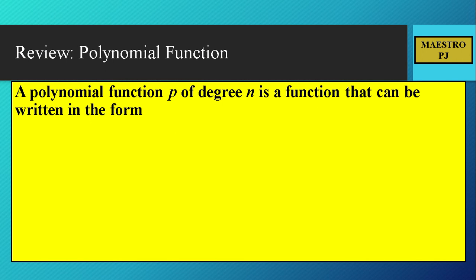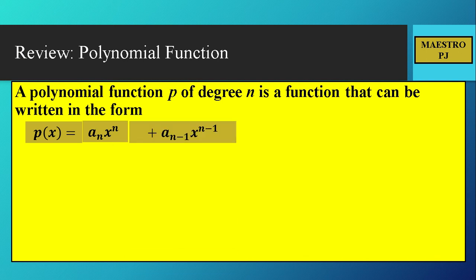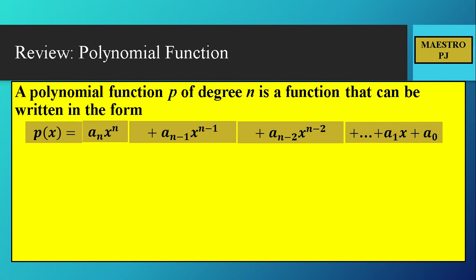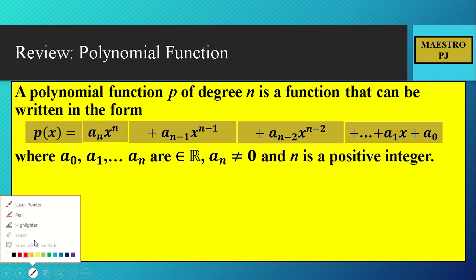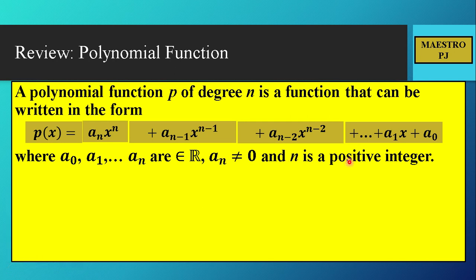A polynomial function p of degree n is a function that can be written in the form p of x is equal to a sub n x raised to n plus a sub n minus 1 x raised to n minus 1 plus a sub n minus 2 x raised to n minus 2 plus a sub 1 x plus a sub 0, where a sub 0, a sub 1, up to a sub n are elements of real numbers, and a sub n should not be equal to 0, and n is a positive integer.